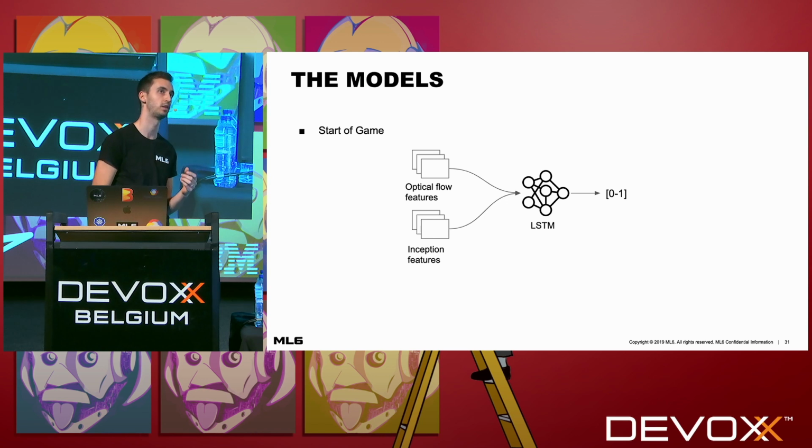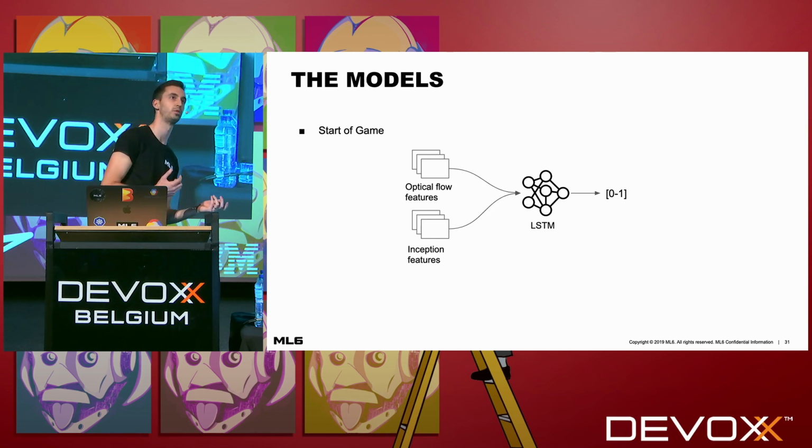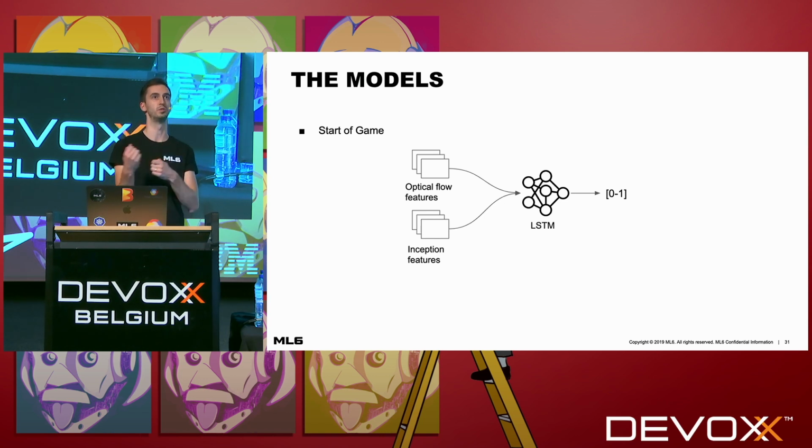The next thing we also had to solve was start of game. So what kind of data do you feed a model to predict start of game? The first setup we came up with was, on one hand, optical flow. Optical flow is basically the delta between two frames, so it has the notion of motion between two frames. So this is one input feature.